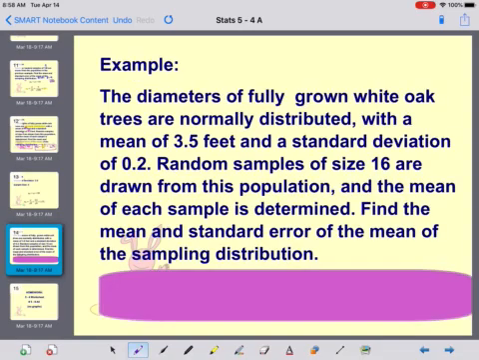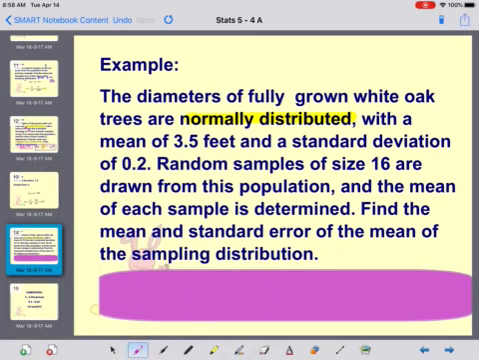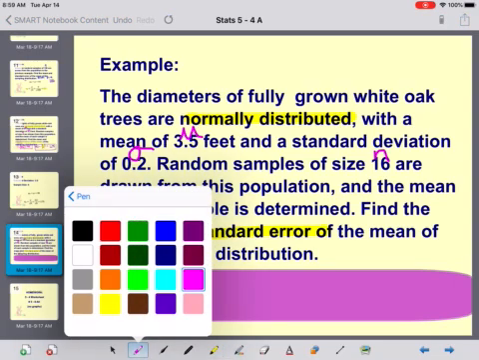Okay, this is just the same thing. One more. The diameters of the white oak trees are normally distributed, so it doesn't matter what your sample size is because it's normally distributed. With a mean, mu, of 3.5 and a standard deviation, baby sigma, of 0.2, random sample sizes of 16, n, are drawn from this population, and the mean of the sample is determined. Find the mean and the standard error of the mean. Standard error means that's your baby sigma divided by the square root of n.